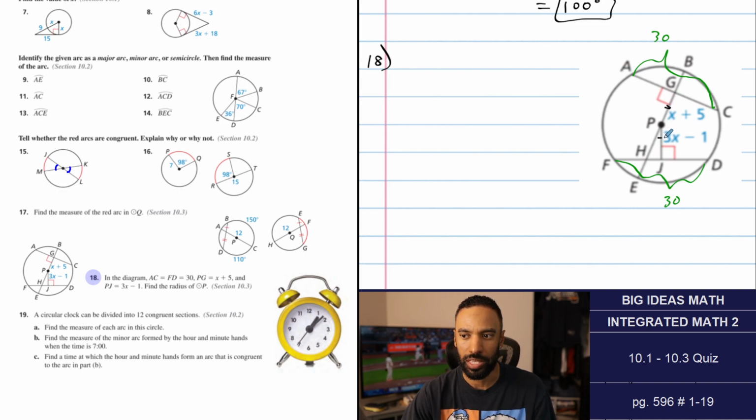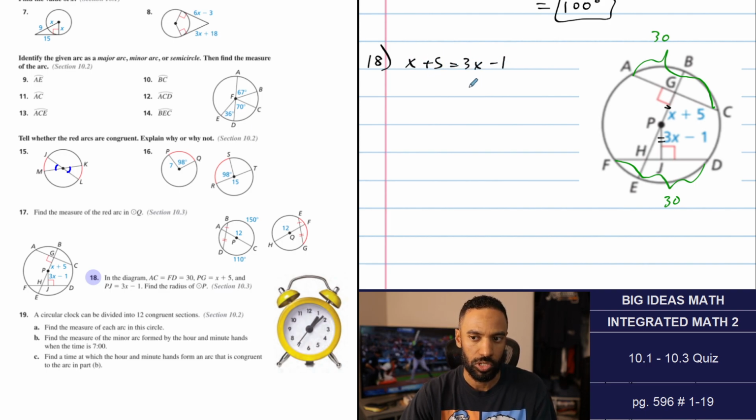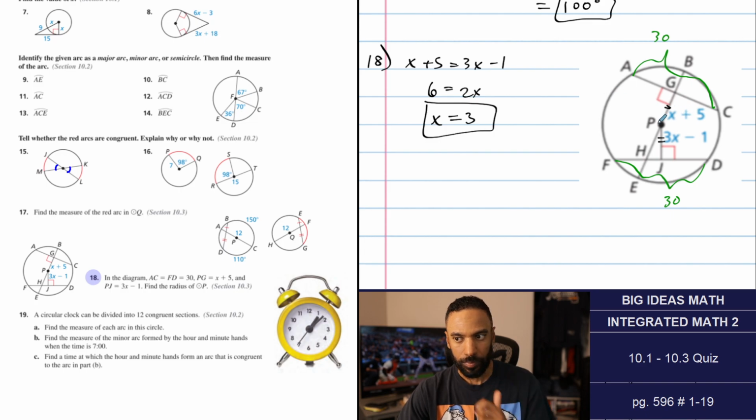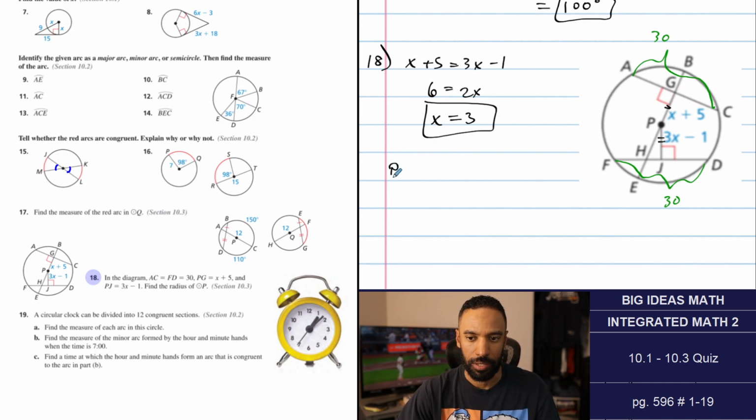So this is congruent to that, which means I can set x plus 5 equal to 3x minus 1. Stage 1 of this problem is to solve for x, and you get x equals 3. Now, what does x equals 3 help me do? I can find the length of PG, and I get 3 plus 5, which is 8.